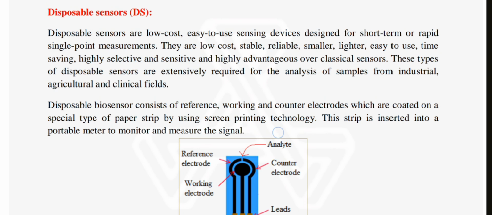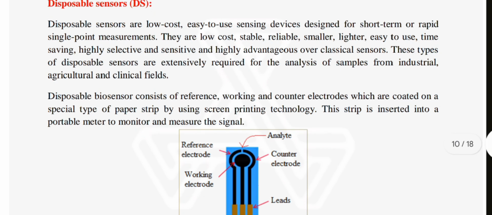A disposable biosensor consists of a reference, working, and counter electrode, which are coated on a special type of paper strip by using screen printing technology. This strip is inserted into a portable meter to monitor and measure the signal. That is, analyte, reference electrode, working electrode, counter electrode, LEDs.